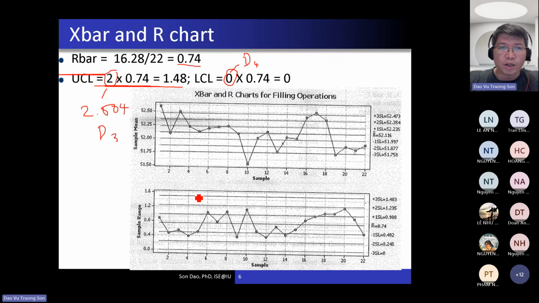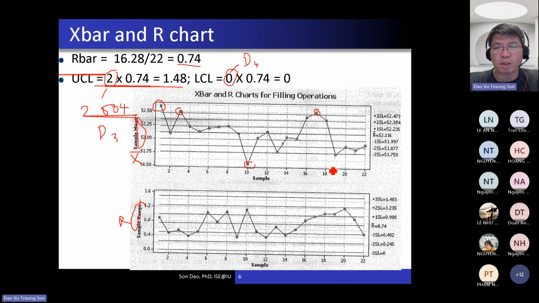Here you can see the sample mean plot and this is the sample range plot. You have to split into 6 equal zones between the upper control limit and lower control limit as usual, so you can calculate 1 sigma. You can see that there are some points here, here, here, here that are falling outside of the upper and lower control limits. So this is the X bar chart, and this is the R chart.